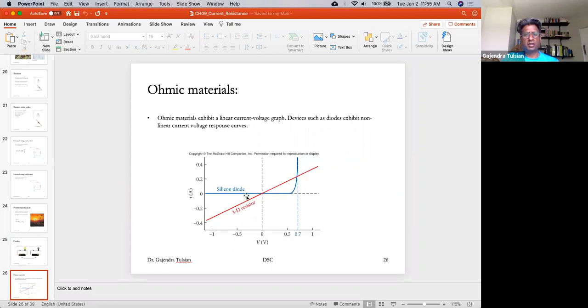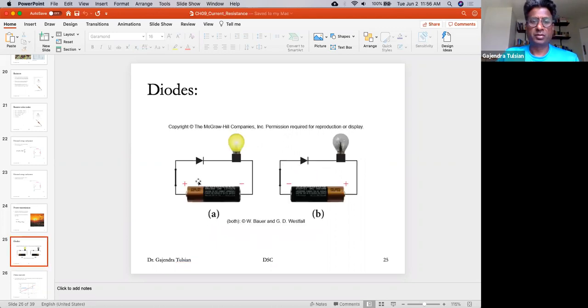Here is how the diode responds. The diode obviously responds non-linearly. What this is showing you is when a negative voltage is connected to the diode, there's essentially zero current. And even with the positive voltage, the current is zero for low voltage and suddenly it rises up. So below 0.7 volts, the diode is essentially an open switch. When the voltage of this battery increases to 0.7 volts, this diode essentially becomes a closed switch.